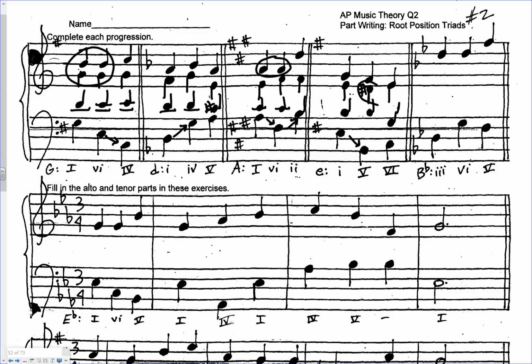The last measure, B flat major. I have a 3 chord to a 6 chord. Bass motion moves by that of a fourth. There'll be one common tone right here in the soprano already. And then you could supply an A to your tenors, and you can supply an F to your altos.